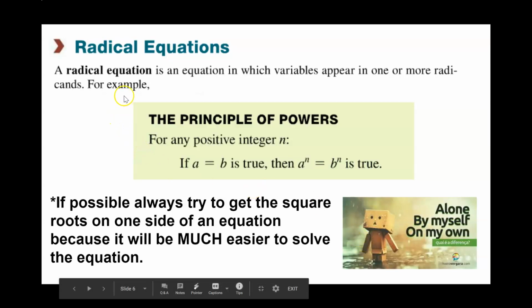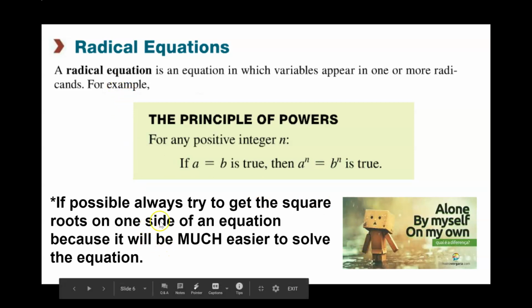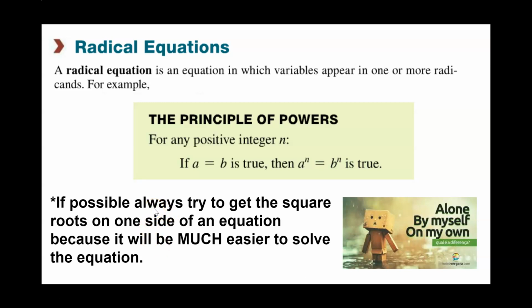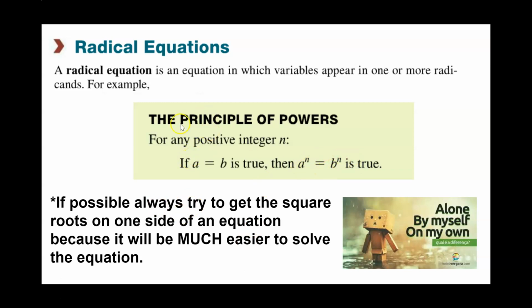Now let's talk about radicals. One of the key things about radicals is when you're trying to solve for x using radicals, you want to always get the radical by itself and move everything else onto the other side of the equation. That makes the problem a lot easier to solve. Because when we have the same exact power, the bases are equal to each other. That's what's called the principle of power rule.